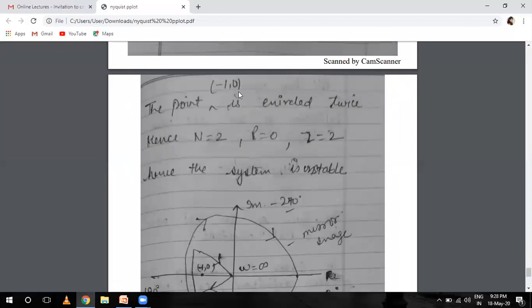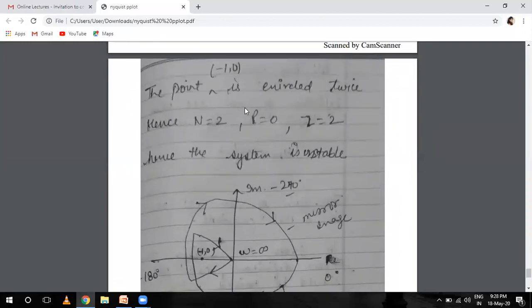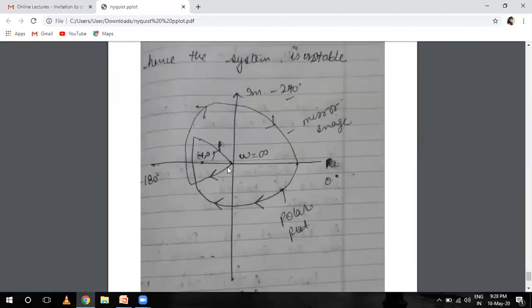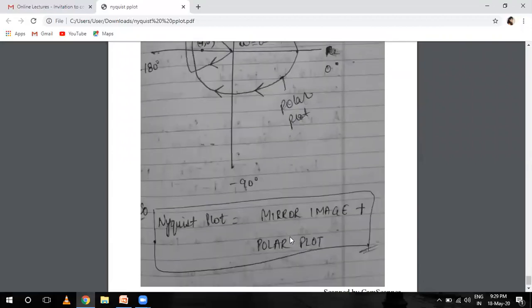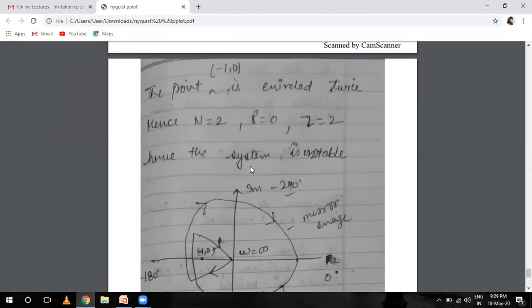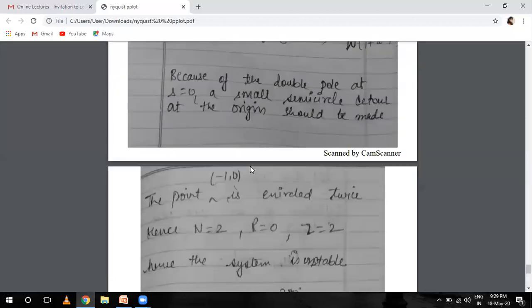And the point minus 1, 0 is encircled twice. See, this from 0 like that, from 180 and from 90. This is the polar plot. Draw its mirror image; total is your Nyquist plot. So this minus 1, 0 point lies inside the plot. Nyquist plot is mirror image plus polar plot. So this system is unstable because this point is encircled twice. It should be encircled once only, and also it lies in the polar plot. So the system is unstable.